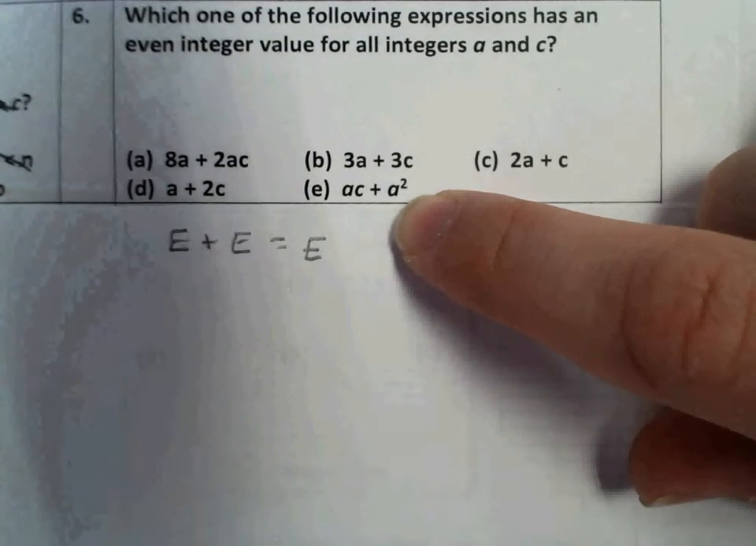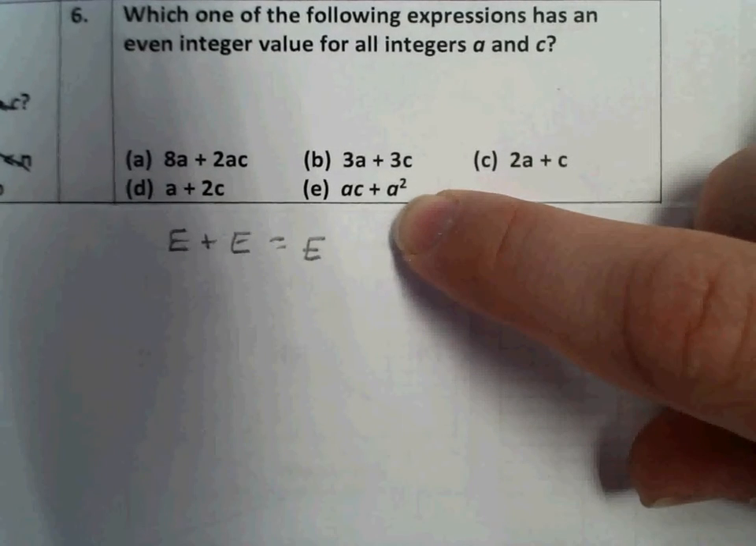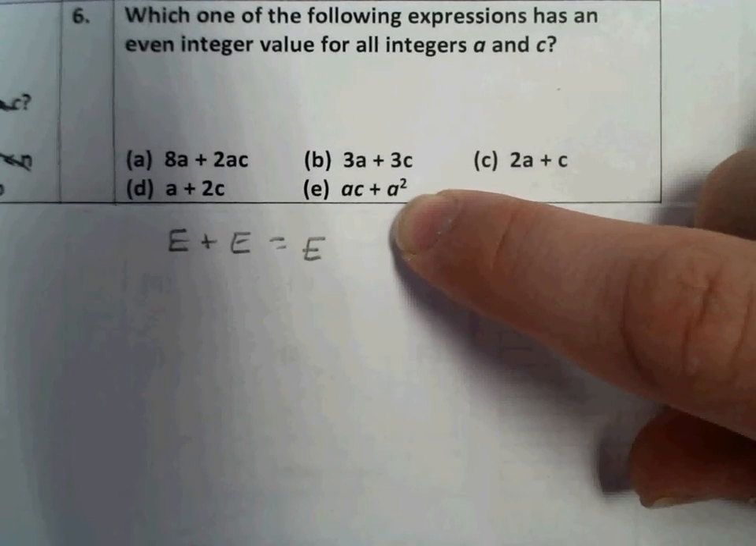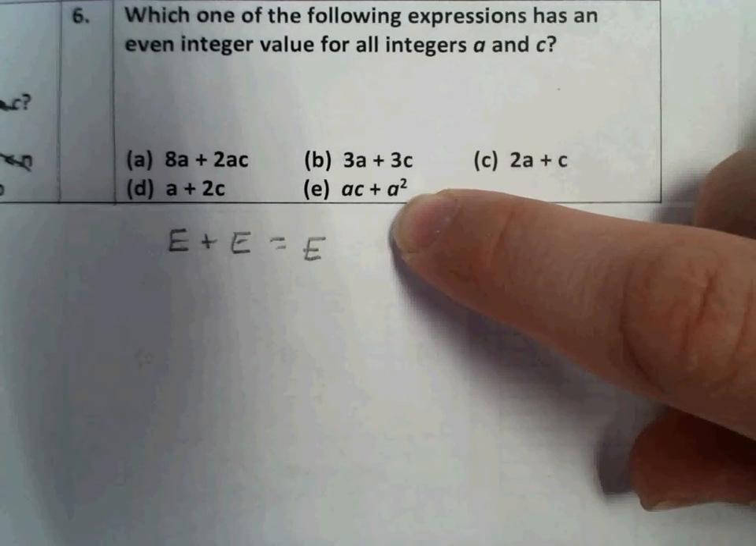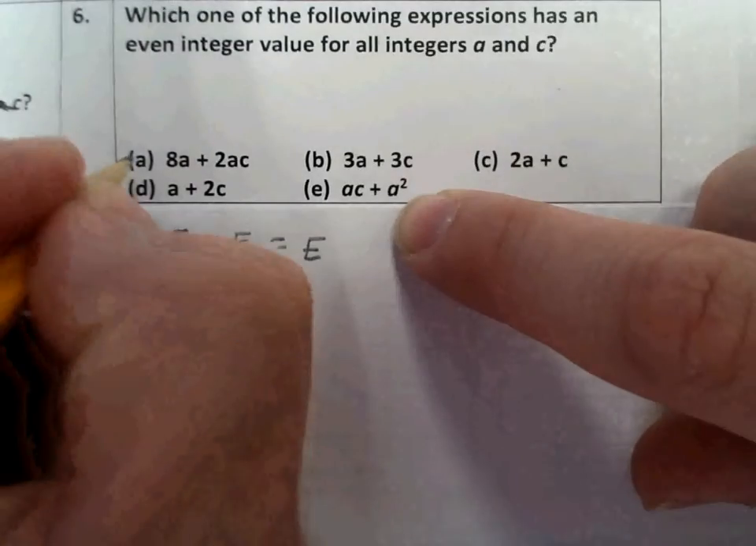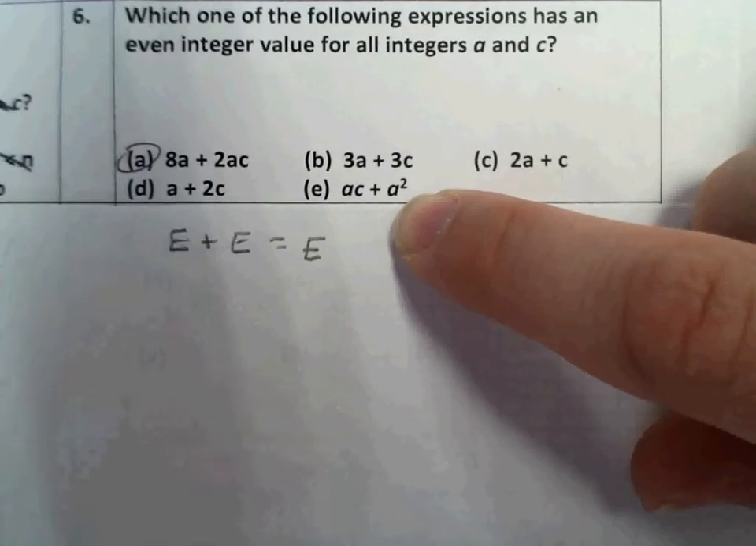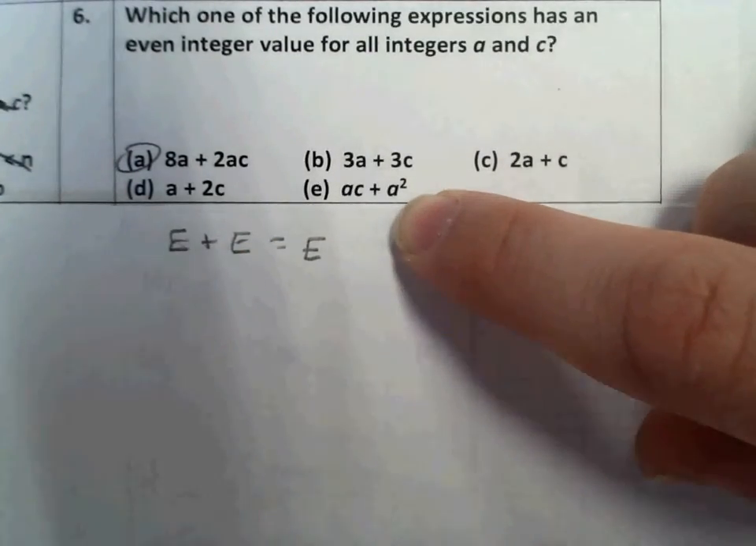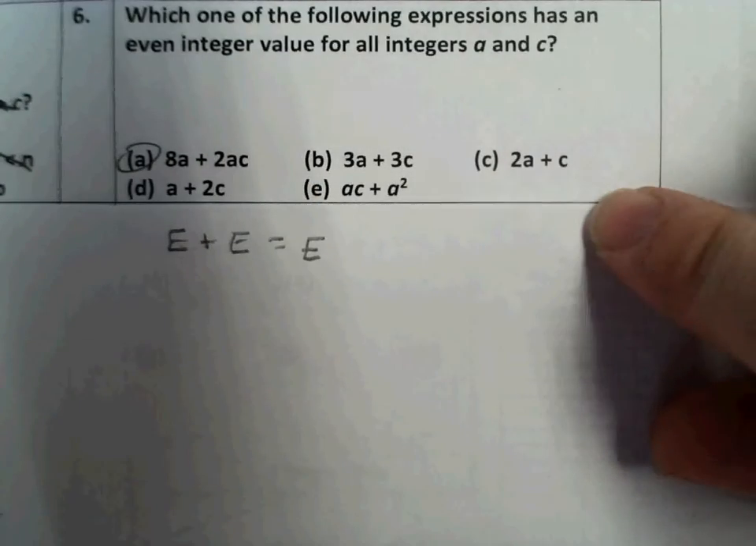And so no matter what a and c are, when I multiply by 8 and when I multiply by 2, I'm guaranteeing that they'll be even. And then when they're both even, adding them together will keep it even. And so I know that A has to have an even integer value for all integers a and c. Now let's pick apart the other ones. Why do the other ones not work?